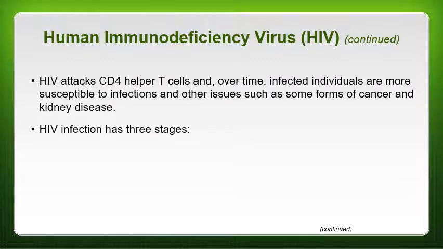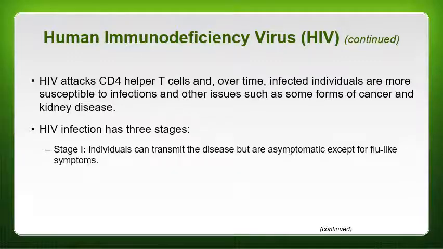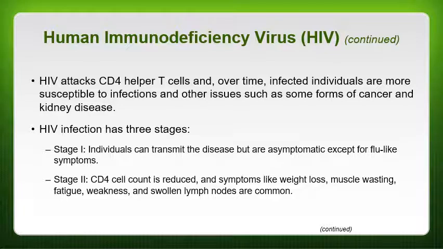The HIV infection has 3 stages. In stage 1, the individual can transmit the disease, but they are asymptomatic except for flu-like symptoms. Stage 2, this is when the CD4 cell count starts to get reduced. They start to experience weight loss, muscle wasting, fatigue, weakness, and swollen lymph nodes.